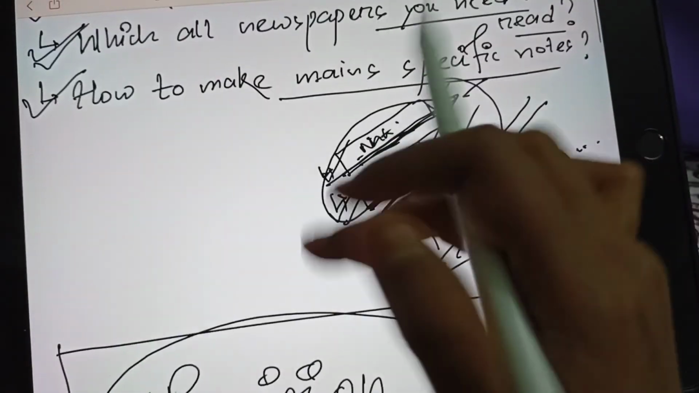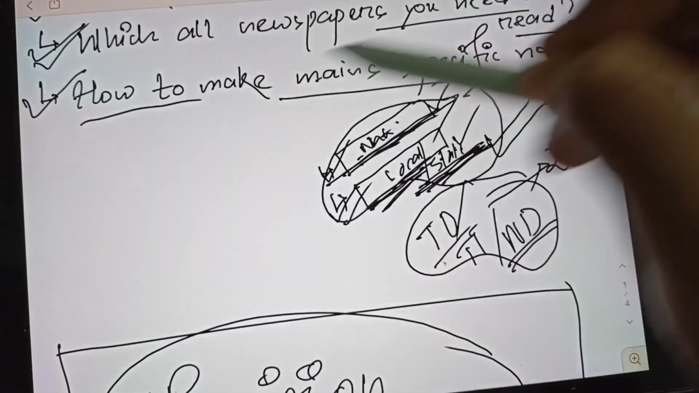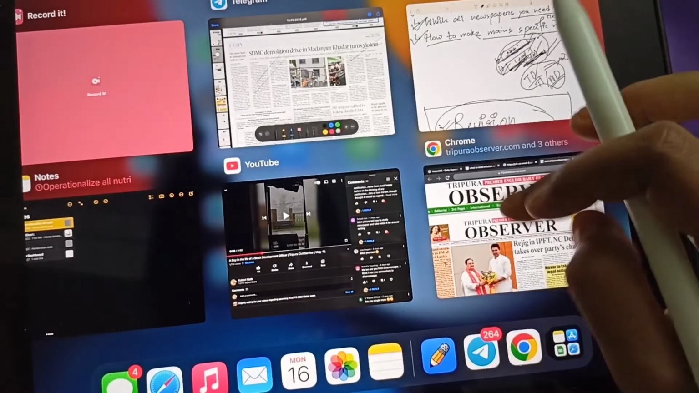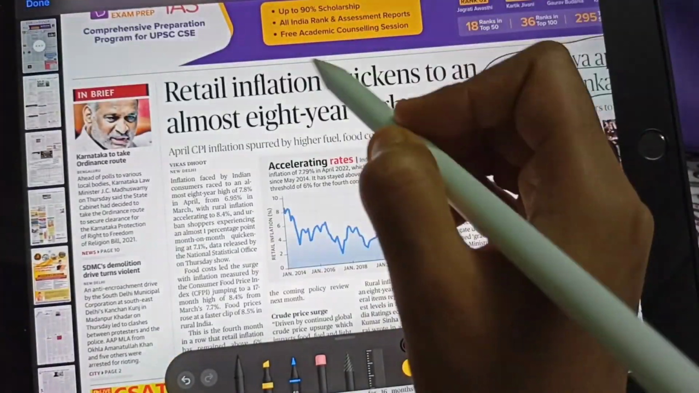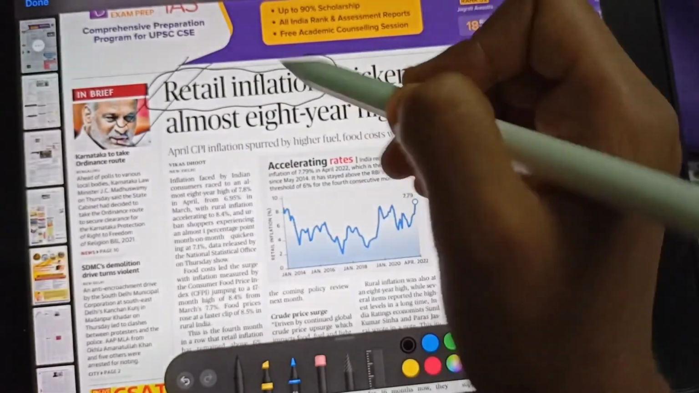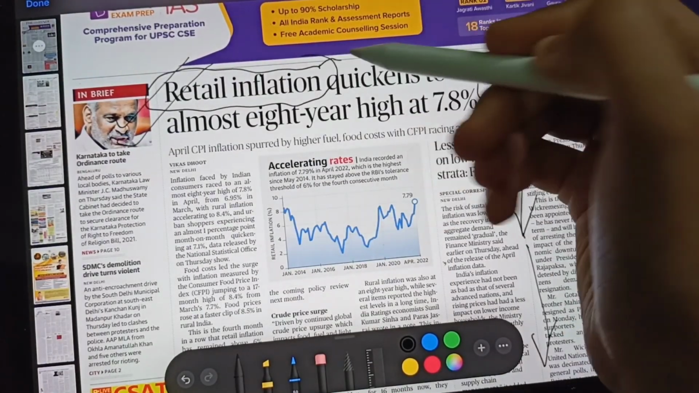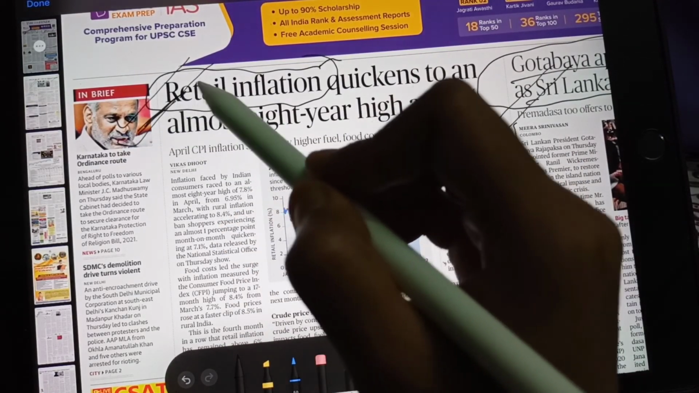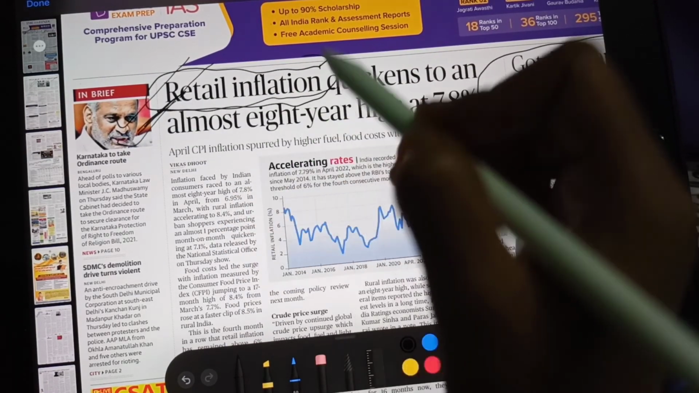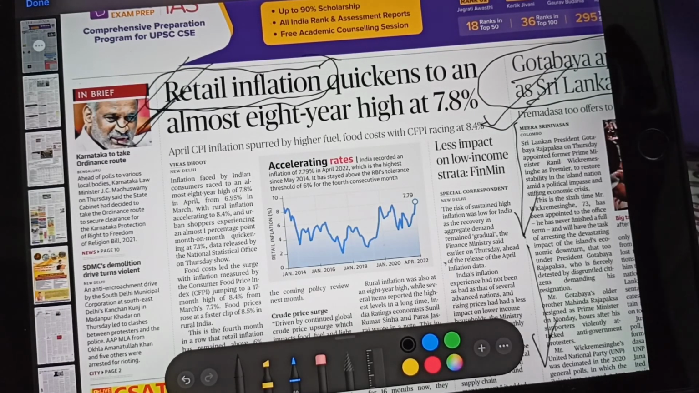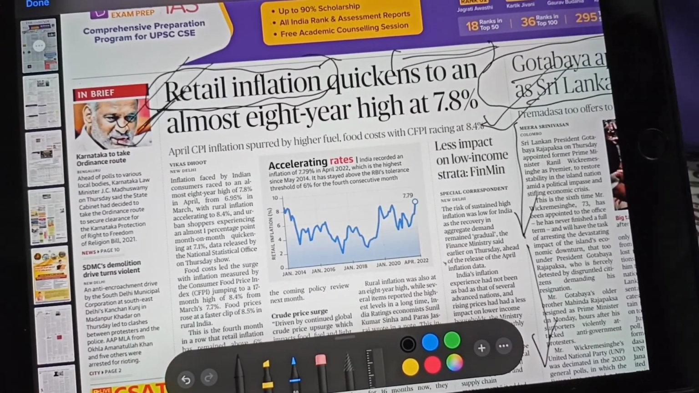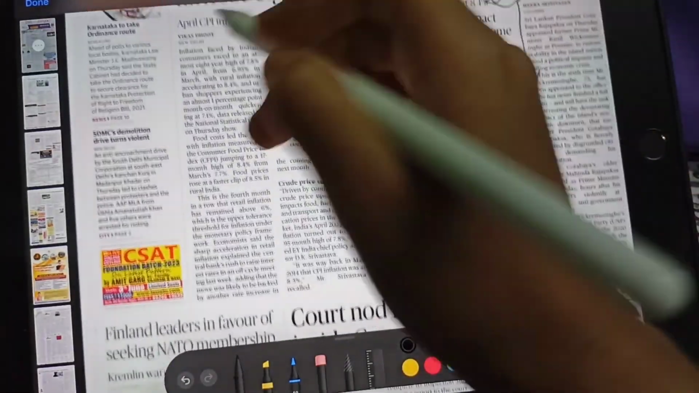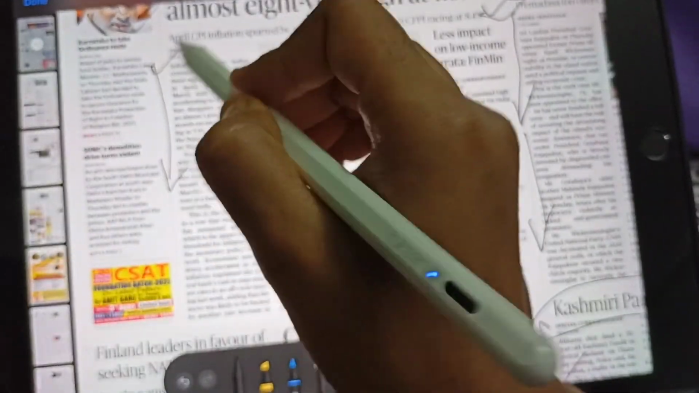Now coming to the third and most important part, how to make mains-specific notes. Let me again go to The Hindu. The first word of the first page: retail inflation. You can easily understand that this is a very important term in economics. So just go to Google and simply search retail inflation UPSC. This would be a keyword. Then a small definition would come. Note it down, try to understand it, and only then go further.